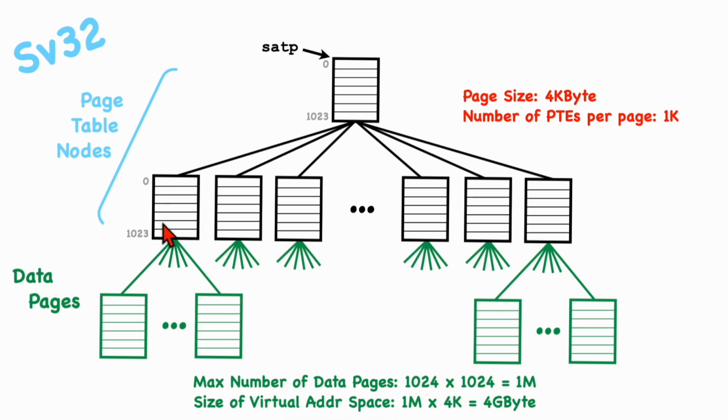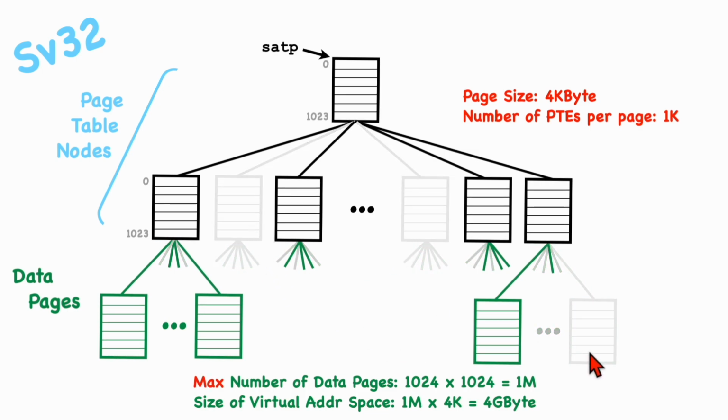We see that each node in the tree is an array of 1024 page table entries, and shown down here in green are the data pages. Now, this tree seems to be fully populated, but in reality, many of the pages will be missing, as I've now shown here in gray. These pages are simply not allocated, and they don't take up any memory space.